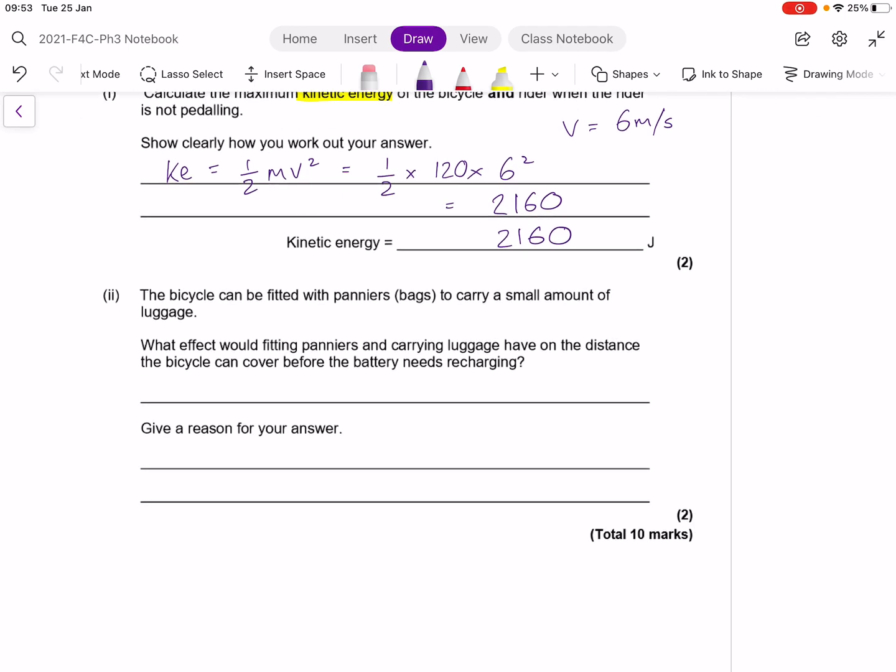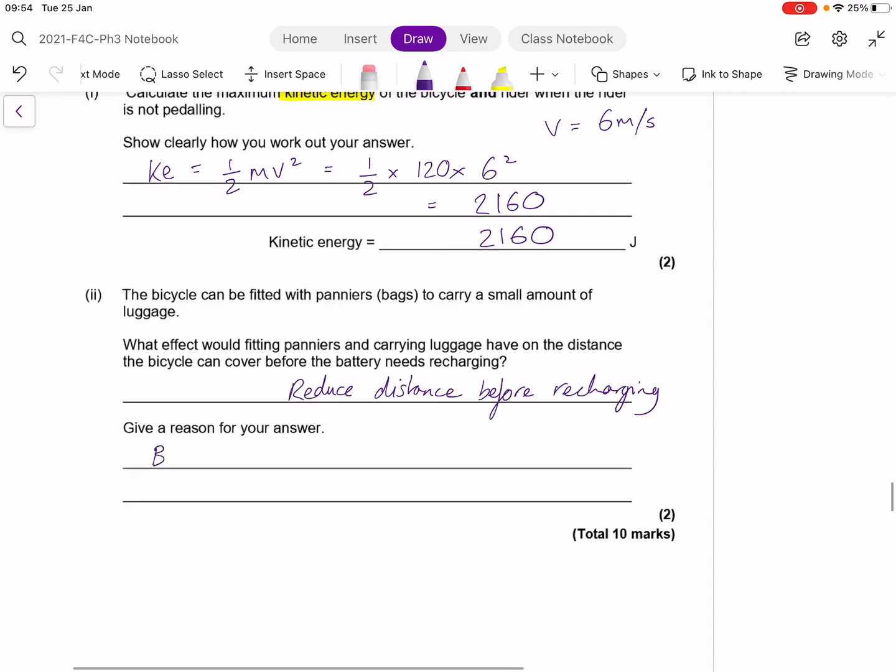We can fit bags on our bike. What effect would this have on the distance? Okay, so it would reduce the distance travelled before recharging. Why is that? Well, you're going to need to use more energy, aren't you, to move the bike? So there's a few ways that you could argue this. You could say that the battery needs to supply more current.